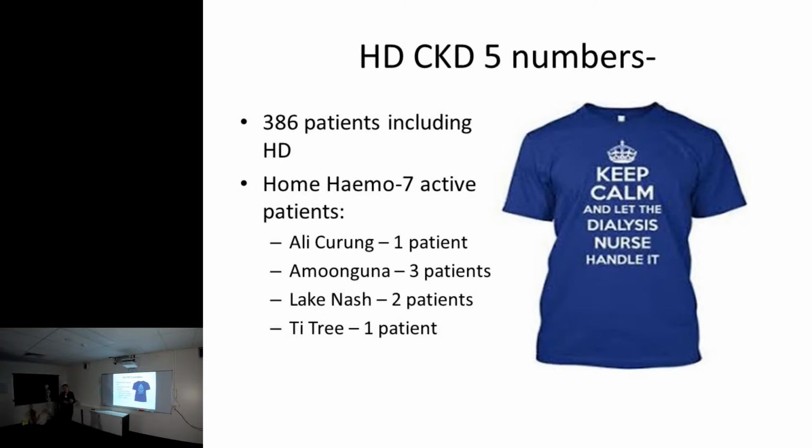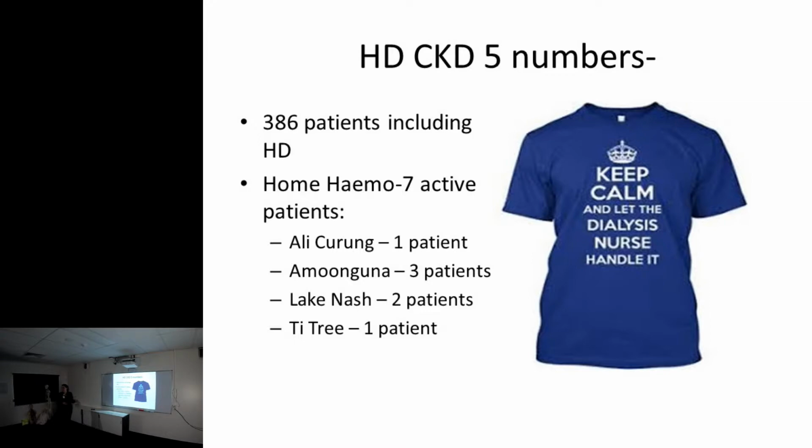They get a demountable in their community, in what we call hotspot communities. In other places, home dialysis is carried out in people's homes, but we have issues with overcrowding and with power supply and that sort of thing. So NCG felt that the best way to provide home dialysis services was to look for communities that had several people in it, put in a demountable that those people would have keys to, and then they can access that space to do their own dialysis. So we have 1 patient in Ali Kurung, 3 at Amugana, 2 at Lake Nash, and 1 at Tea Tree.